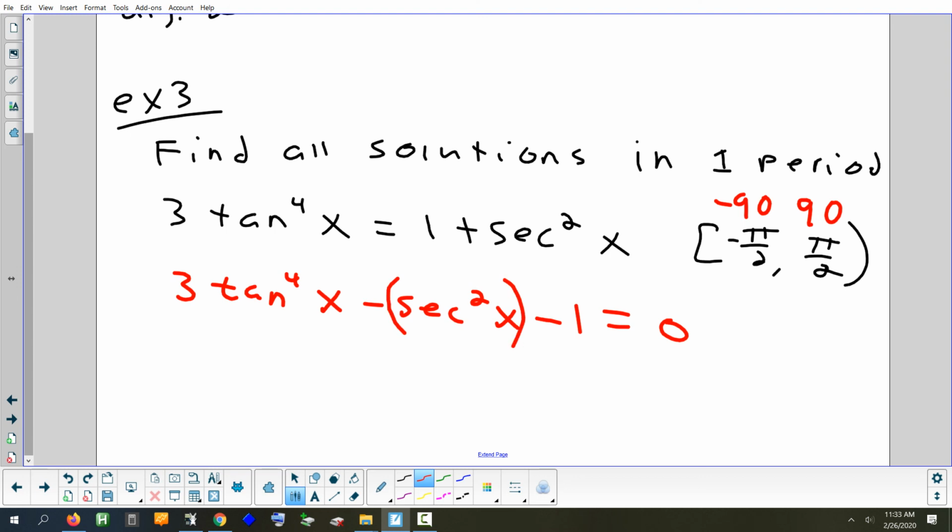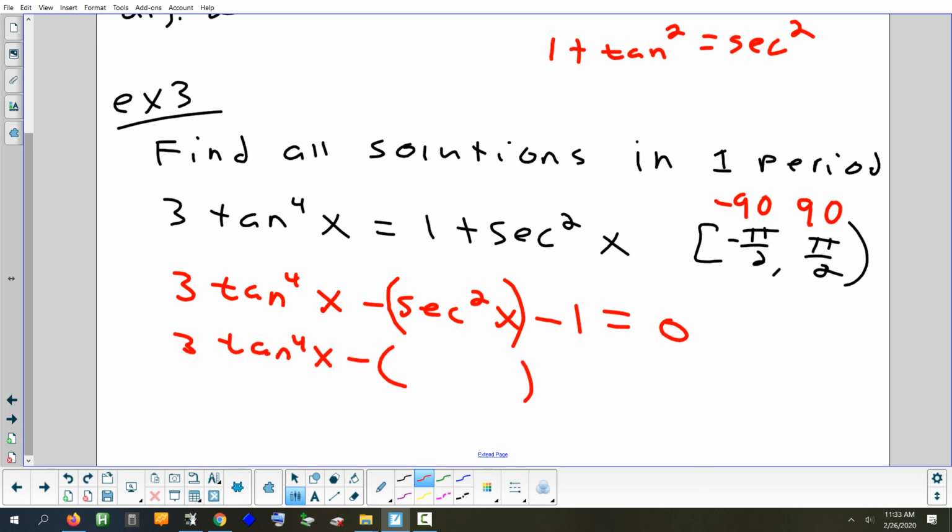But what's the identity that's a Pythagorean identity and has secant squared in it? Jared? 1 plus tangent squared is equal to secant squared. Yep. That's one you should definitely have on your reference sheet. 1 plus tangent squared equals secant squared. So let's make that substitution inside the parentheses.